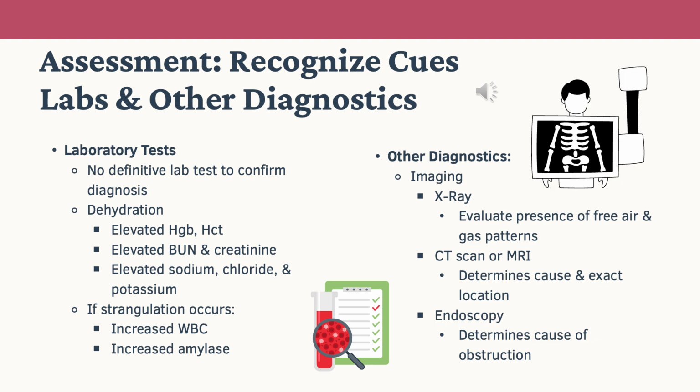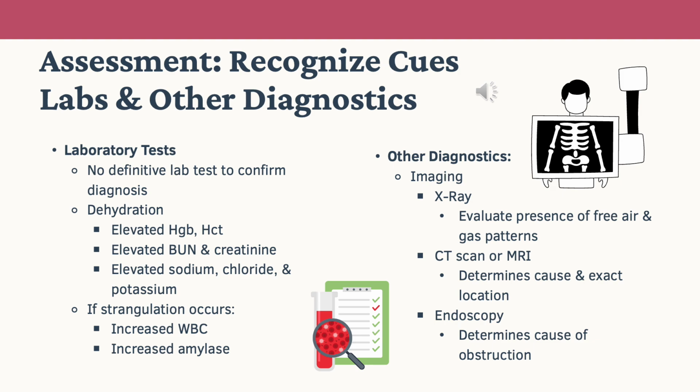When a bowel obstruction is suspected, lab tests and imaging play pretty big roles in the diagnostic process. Starting with our lab tests, it's important to note that there's no definitive lab test to confirm the diagnosis of either a mechanical or a non-mechanical obstruction. However, lab results can help provide clues to the patient's condition. For example, signs of dehydration may be common, along with elevated hemoglobin and hematocrit levels, and that's usually just due to the dehydration. Also, increased BUN and creatinine levels can be seen, and those are just your kidney labs, which can be elevated in dehydration as well.